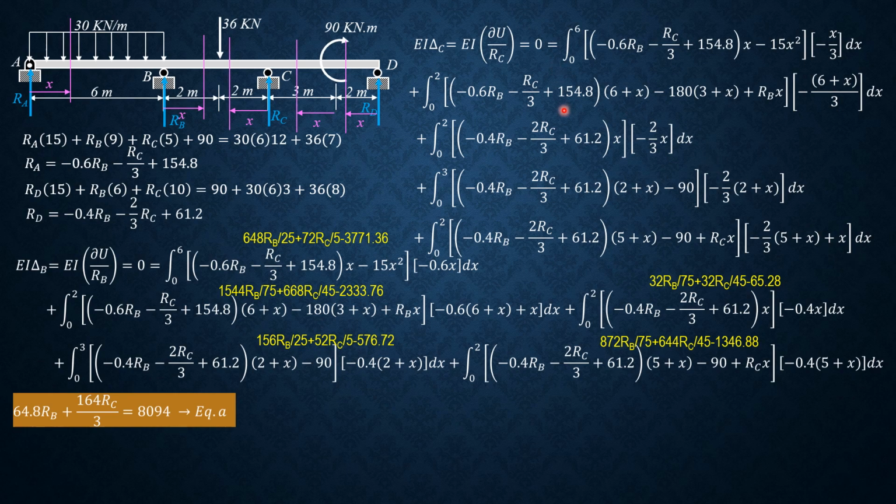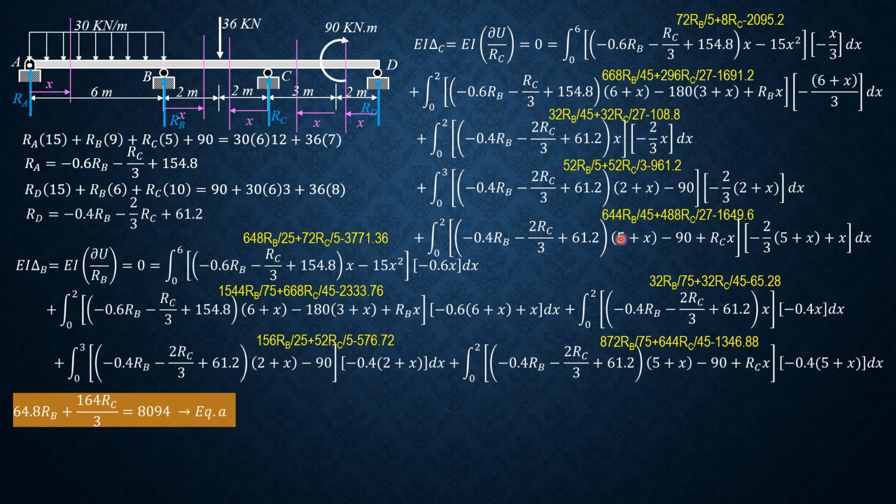So evaluating separately for RB and RC and the constant, the value of this first integral is 72 over 5 RB plus 8 RC minus 2095.2. For this next integral, 668 over 45 RB plus 296 over 27 RC minus 1691.2. For this third, 32 over 45 RB plus 32 over 27 RC minus 108.8. For this fourth, 52 over 5 RB plus 52 over 3 RC minus 961.2. Then for this is 644 RB over 45 plus 488 over 27 RC minus 1649.6. So adding this and equating to 0, this will be the formulated equation, which is similar to equation B as before.